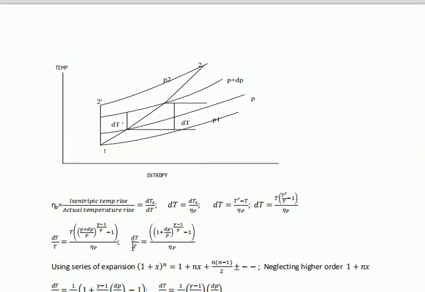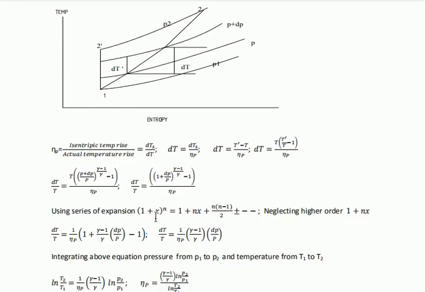Next, dT by T is equal to 1 plus dp by p. So p by p becomes 1, we just have to separate these two terms: p by p plus dp by p. p by p is nothing but 1, dp by p raised to gamma minus 1 by gamma, minus 1, divided by eta p. So for these equations we have to use the series expansion, which is used in your mathematics. Using the series expansion, (1 plus x) raised to n will give us 1 plus nx plus n(n minus 1)/2 plus or minus and so on, and neglecting the higher orders, 1 plus nx. So we apply this series expansion to the above equation.